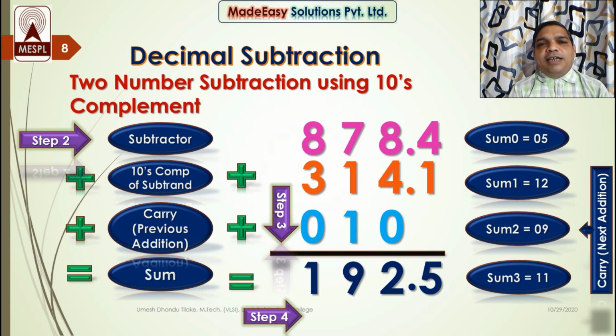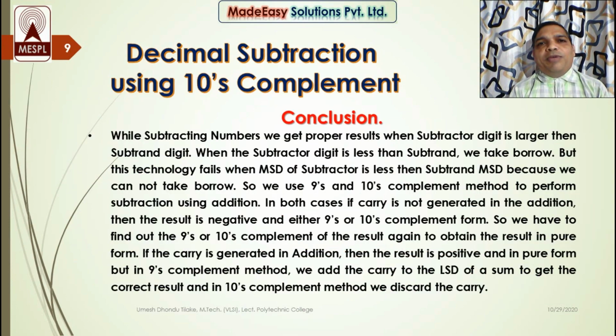So thus the technique is working on both cases. That means whenever our subtrahend is larger than subtractor or whenever our subtrahend is less than subtractor, in both cases the tens complement technique is working. So what we can conclude over here, that when we use a conventional subtraction process, it gives us the proper result if our subtractor is larger than subtrahend. If our subtrahend number is larger than subtractor number, the conventional subtraction process fails. So we use nines and tens complement method.